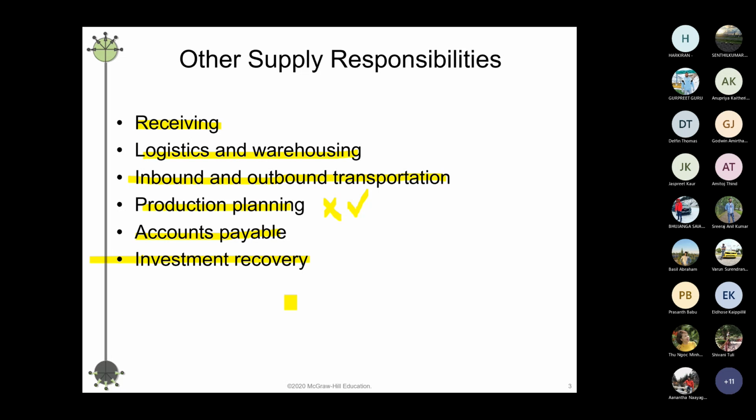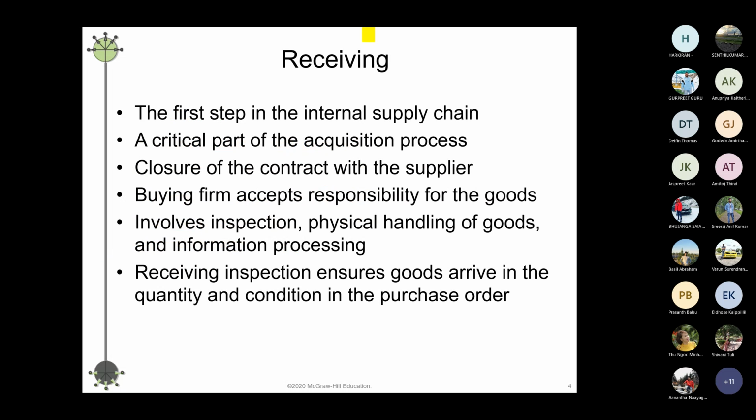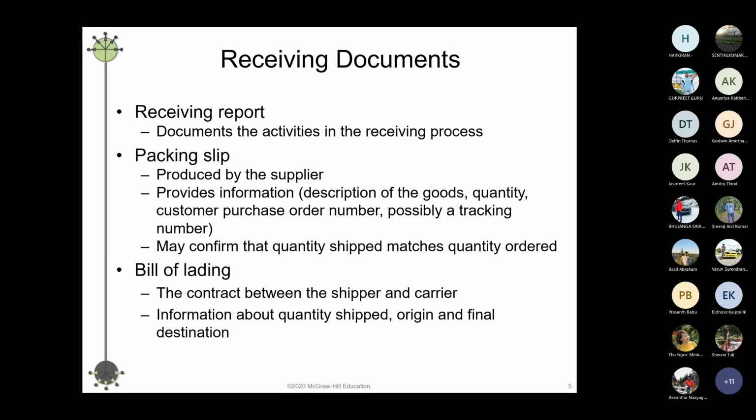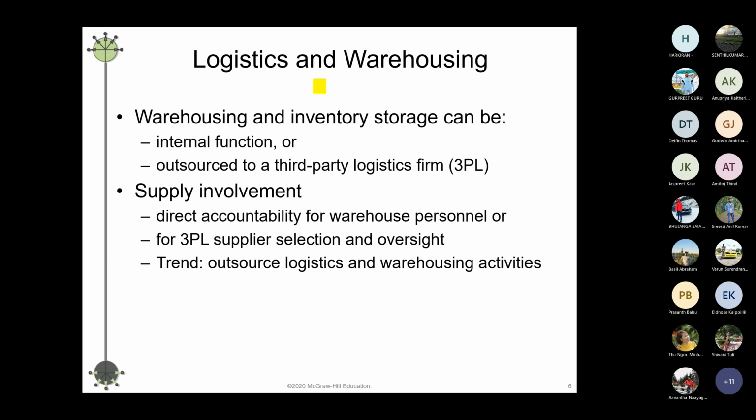There is a list of questions at the end of each chapter. They give you some nice hints about what the important topics there are. Receiving: the role of receiving, the importance of receiving, and why it is a good idea to have receiving under the supply department. The important documents, we don't care about that much. Then we move to logistics and warehousing, and different ways that logistics and warehousing could be managed in a company.